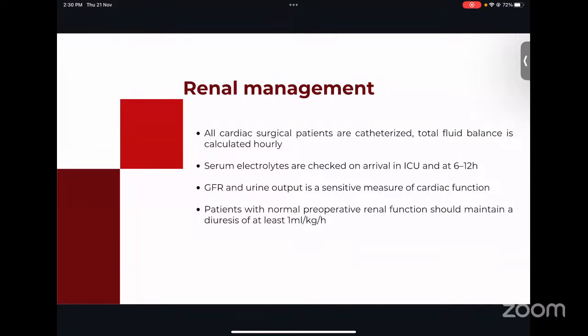The aim of fluid management is to ensure adequate intravascular volume to maintain perfusion. The glomerular filtration rate and urine output are a sensitive measurement of cardiac function. A patient with a normal preoperative renal function should maintain diuresis of at least 1 ml per kg per hour.